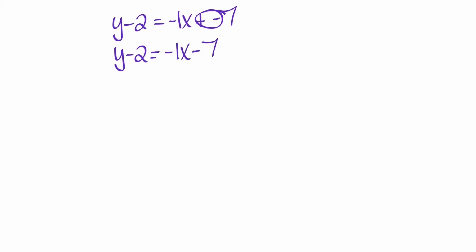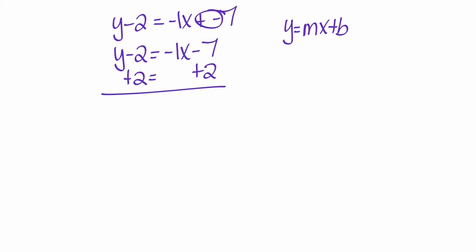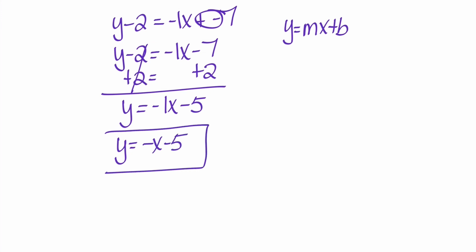Now to get y by itself, because remember in slope-intercept form, y is going to be by itself. So I'm going to add 2 to both sides. So when I do that, on the left side, I get y, minus 2 and plus 2 cancel, and then I have -1x, minus 7 plus 2 is minus 5. So y equals -1x minus 5 can be rewritten as y equals -x minus 5. And that is the equation of the line in slope-intercept form.